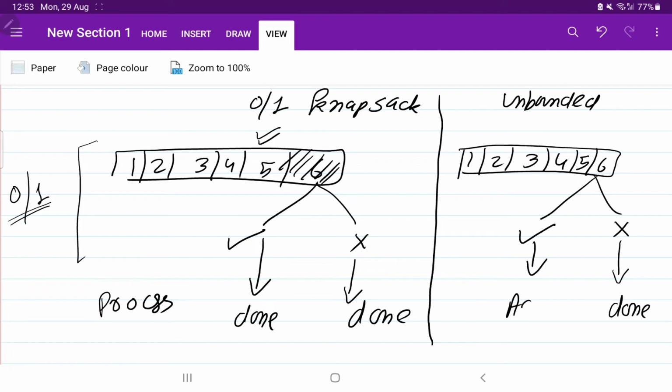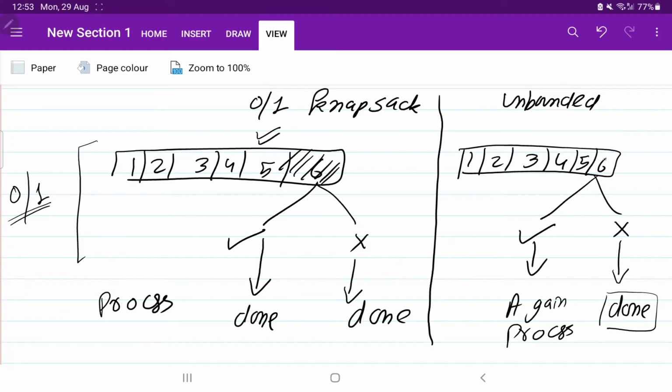Okay, again we can process this. I will tell you how. If you have taken the decision that yes, I can take this, then processing is not done. But if you have taken the decision that I am not going to take it, it means it's the final decision.